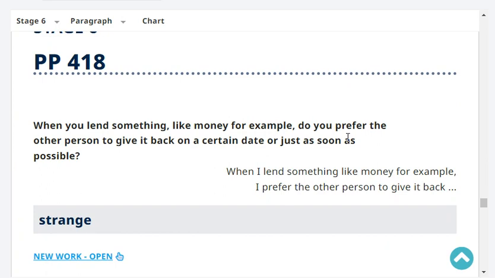Okay. When you lend something like money, for example, do you prefer the other person to give it back on a certain date or just as soon as possible? When I lend something like money, for example, I prefer the other person to give it back just as soon as possible.